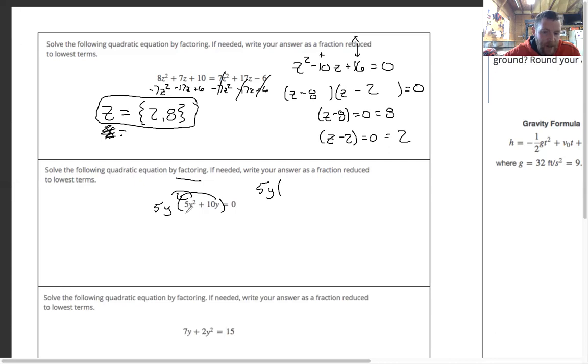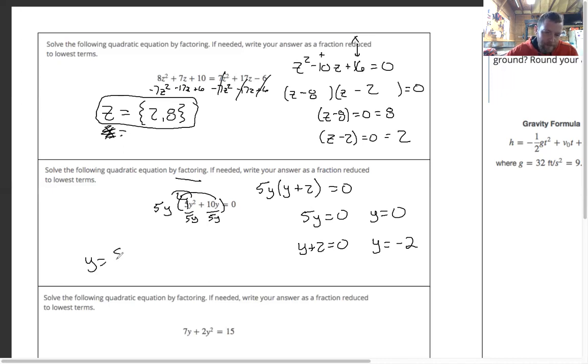So 5y times, if I divide off 5y on this one, divide off 5y on this one, that went away, and one of the y's. So I'm left with just y. This one, I'm just going to be left with 2. So similar point, once I get to that point, I'm just going to go 5y is equal to 0. And I know y plus 2 is equal to 0. Two solutions. First one, y is equal to 0. When I divide by 5, y is still 0. And when I subtract off 2, y is equal to negative 2. So my two answers there: negative 2, 0.